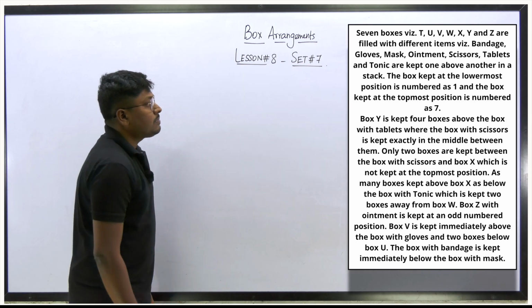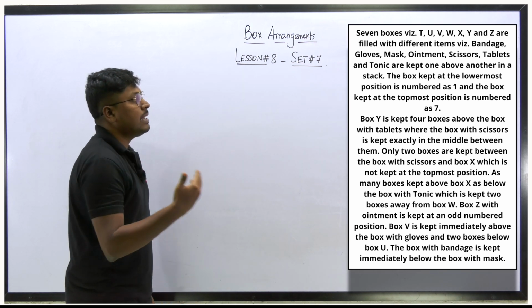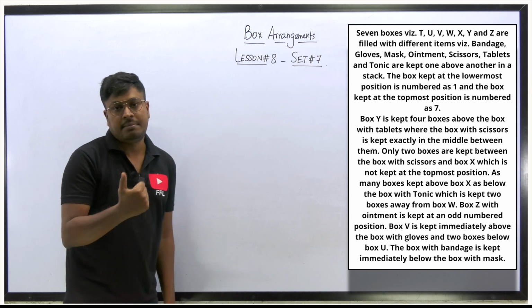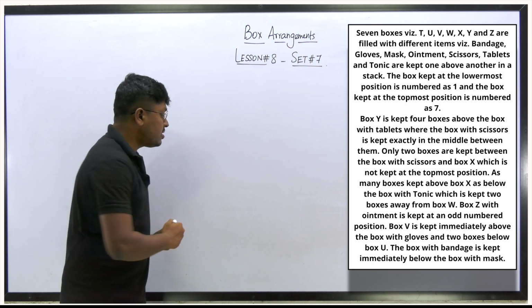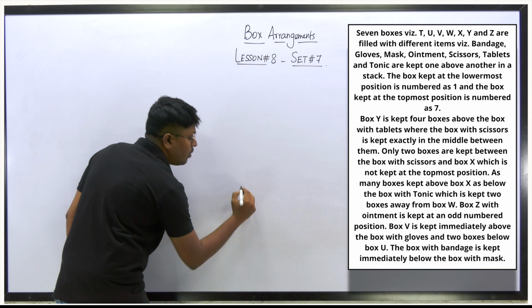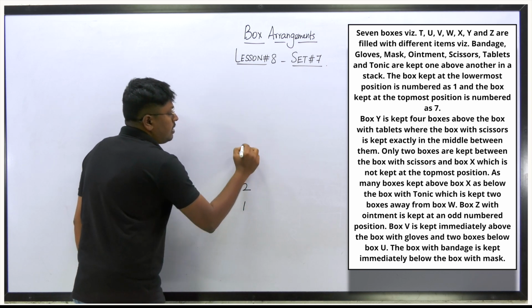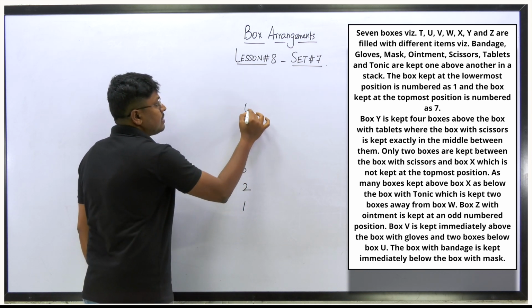Got it? So the next point is what? The box kept at the lowermost position is number 1. Just see, the lowermost box is what they have taken as number 1. So 2, 3, 4, 5, 6 and 7.